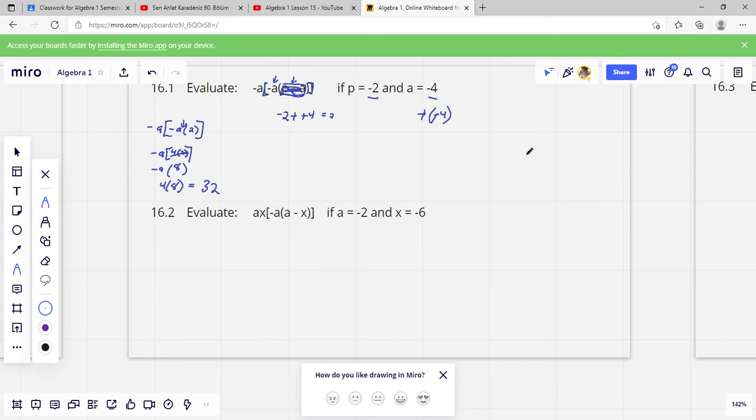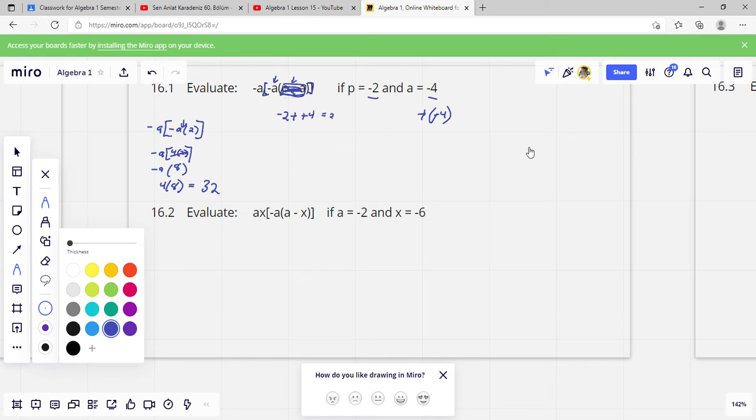I don't suggest replacing all these variables, like going through here and saying, okay, A is -2 and X is -6. I don't think you should do it like that. That's the way the book says to do it, but I think it's easier if you do it one step at a time. All right, so let's try another one.